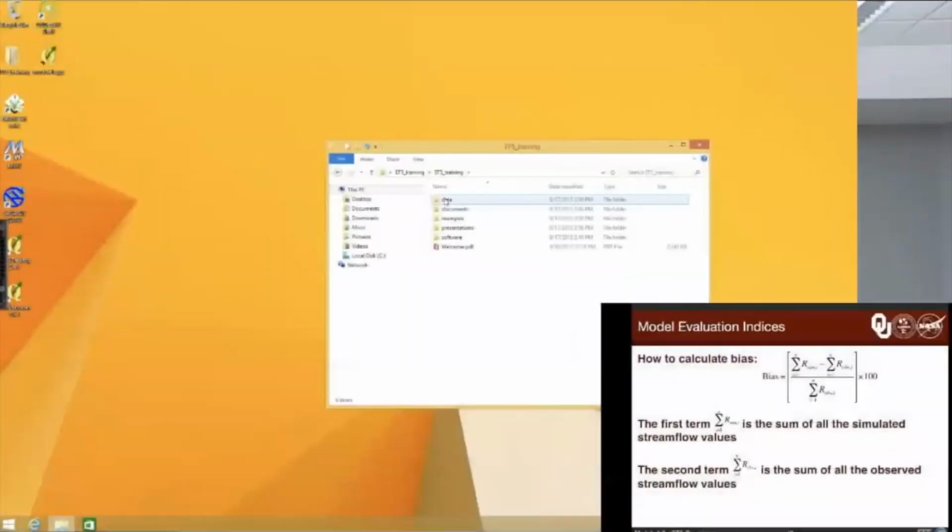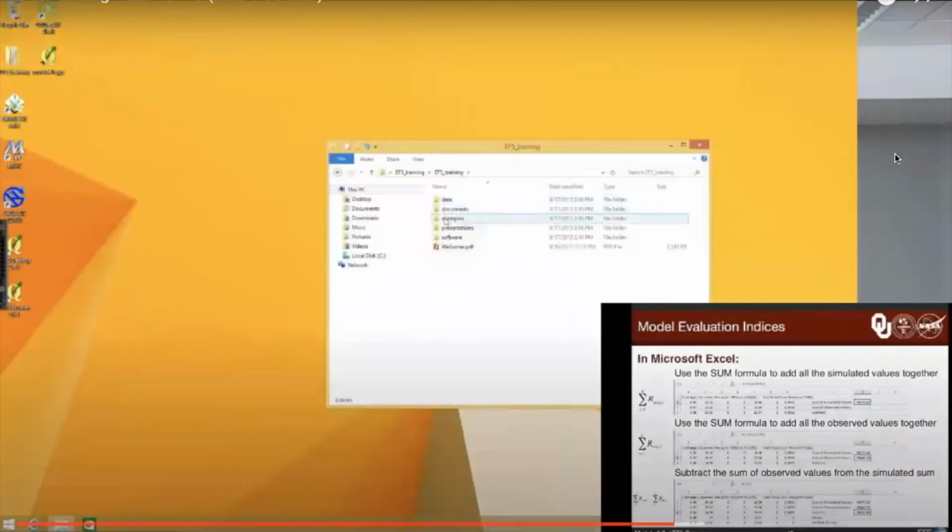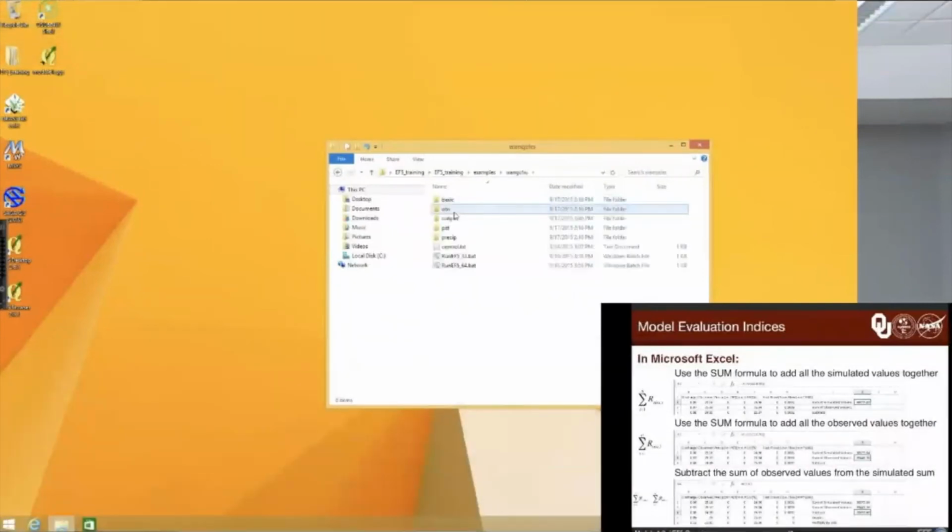So we're going to now actually go through and calculate bias. So the first thing we're going to do is go into EF5 Training. Now I'm going to go into my examples folder, and then link to, and then output.